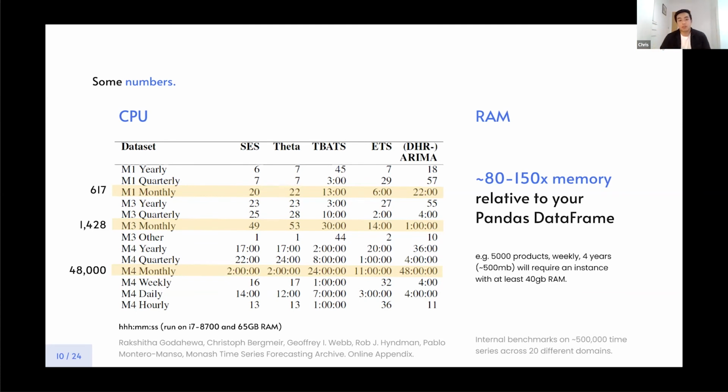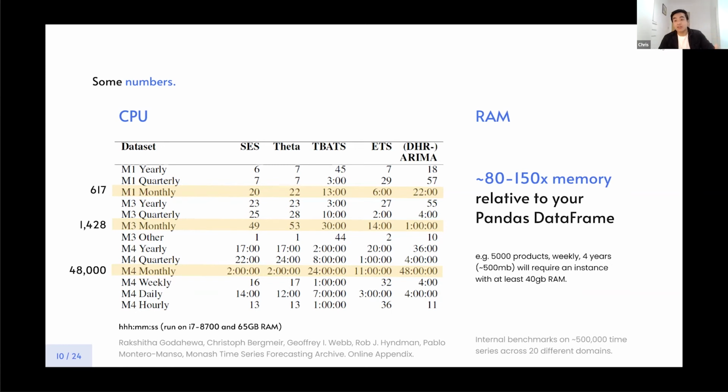What you see here on the left is also part of the forecastingdata.com archive from Monash University. Essentially they've measured the compute times for these benchmark models across a bunch of data sets. And you can see here that the times are incredibly expensive. For ARIMA, it takes 48 hours on a relatively large-sized computer. I don't know who here has a laptop with 65 gigabytes of RAM, but I certainly don't.